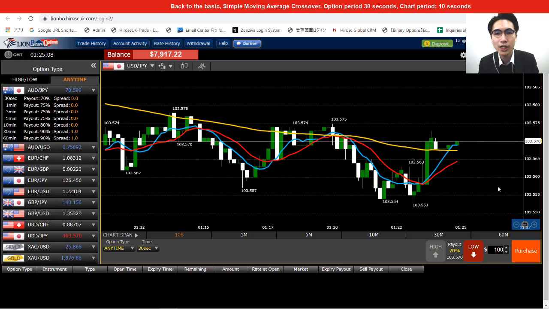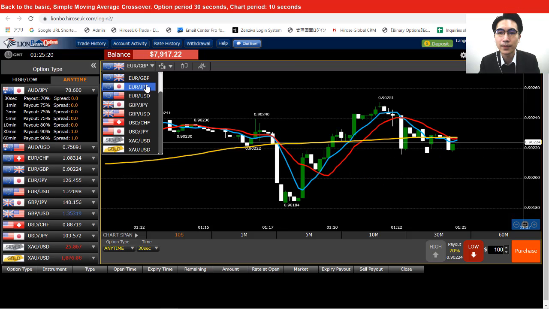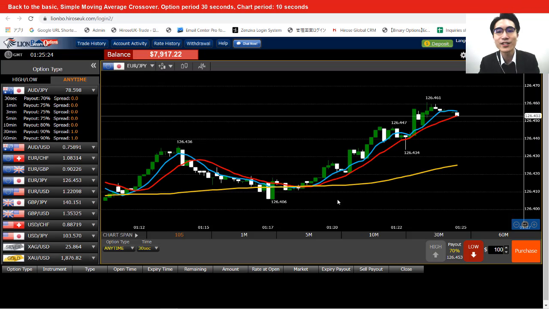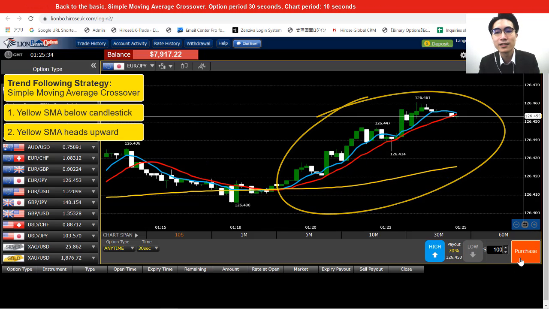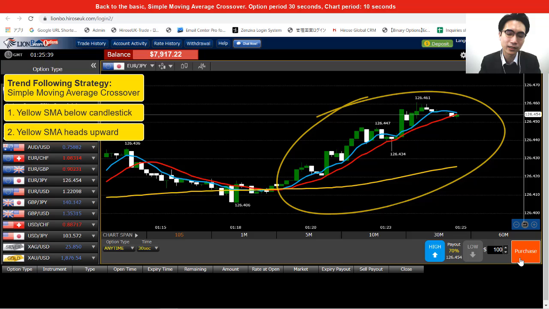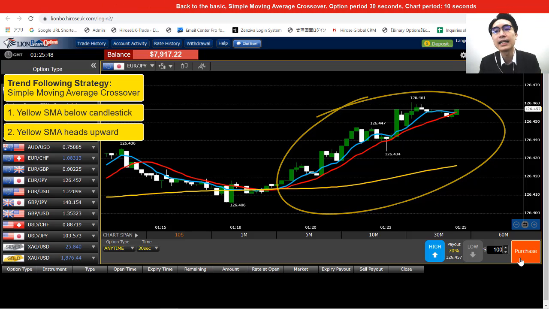So now I will change the currency pair. Let's change the currency pairs and look for a better movement. Okay, right here is much more stable. You see now the yellow simple moving average is below the candlestick and is heading upwards.